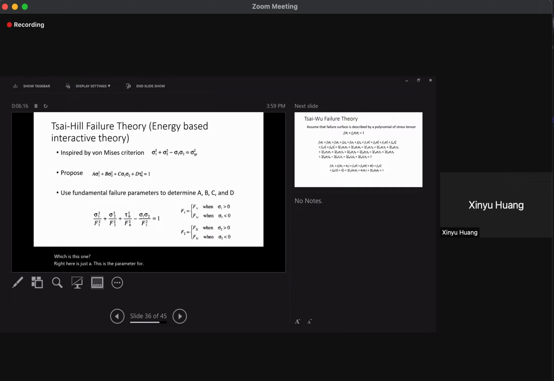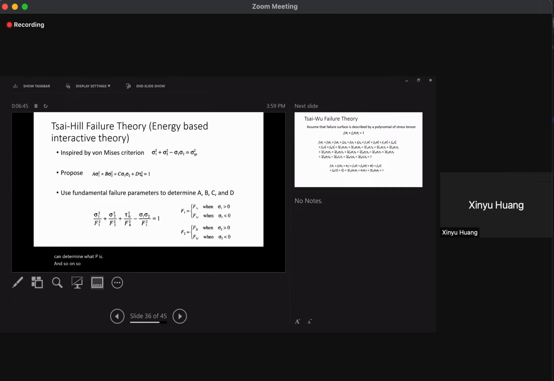So similarly, you can apply this to the other terms. You can apply the second independent test: you pull the material in the 2 direction, and then you fail when this sigma 2 stress reaches this threshold. It fails. You can determine what B is. Okay. And so on and so forth.